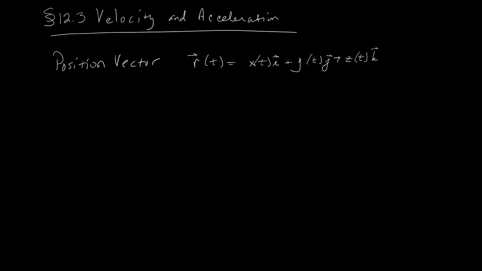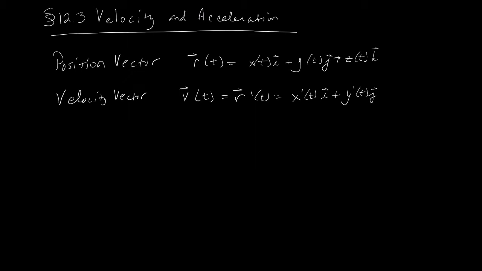Then the velocity vector is the derivative. So we'll call this v of t. That's equal to r prime of t, which is equal to x prime of t in the i direction, y prime of t in the j direction, z prime of t in the k direction. And this is going to give us our instantaneous velocity at t.